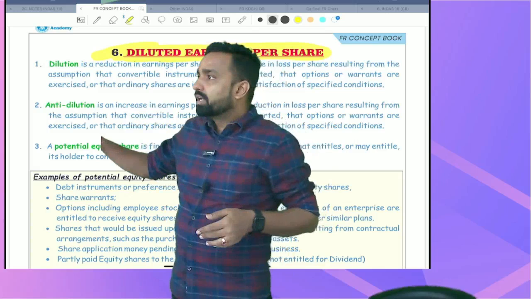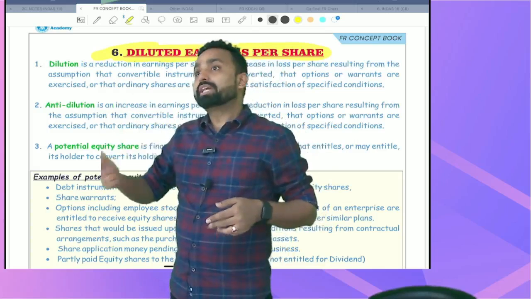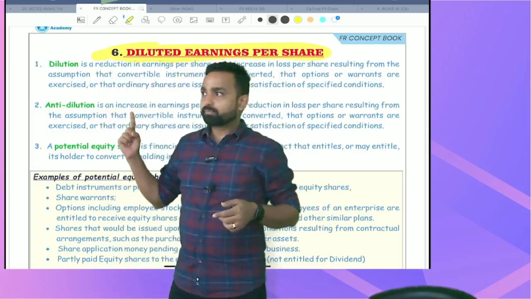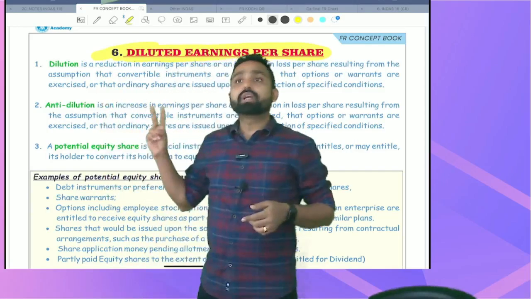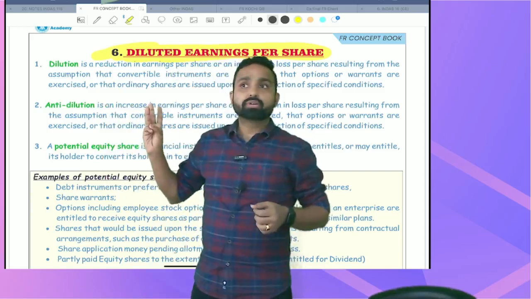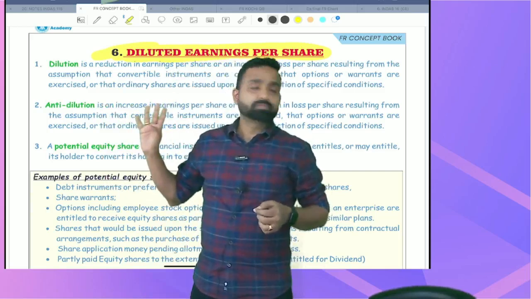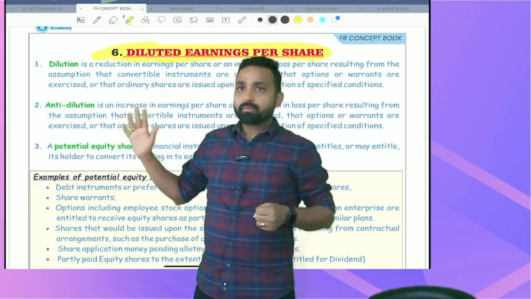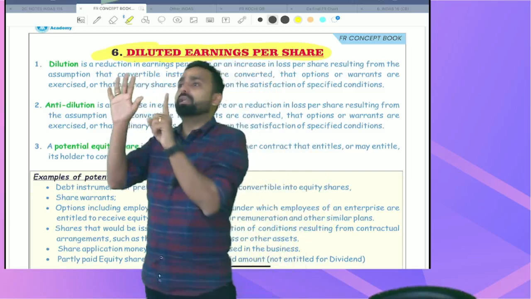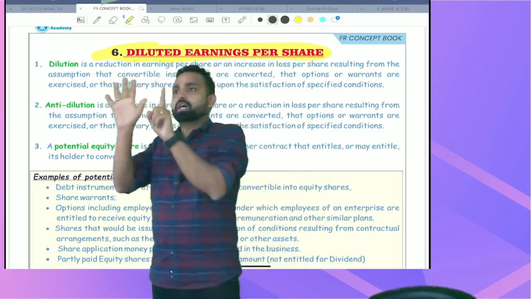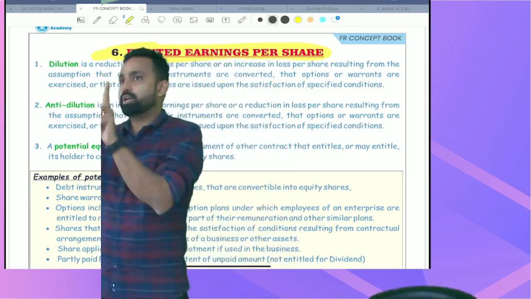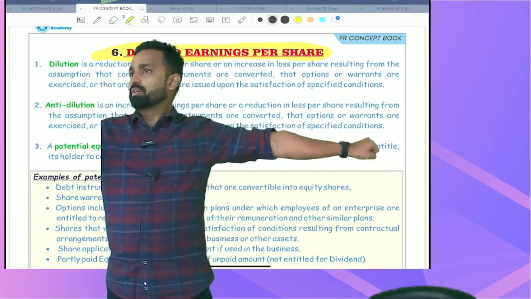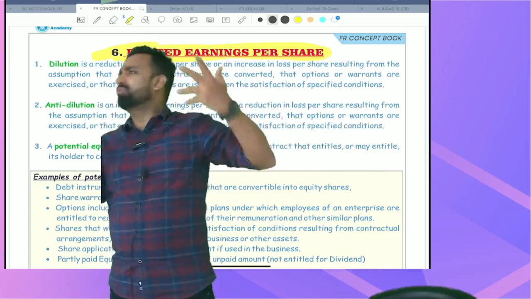Before going further, I'll once again repeat the examples of potential equity shares. First, convertible debenture. Second, convertible preference. Third, ESOP, share warrants, share application money pending allotment, contingently issuable shares. These all are potential equity shares. Have you understood or not? Except contingently issuable shares and share application money pending allotment, which are of no use basically.